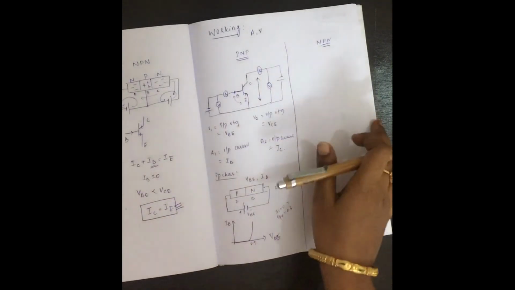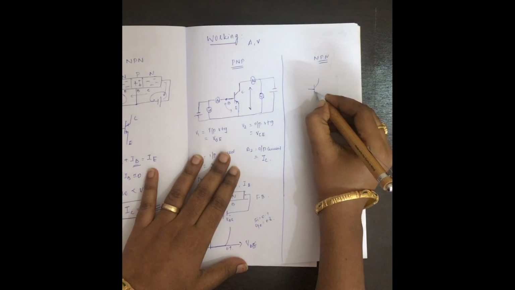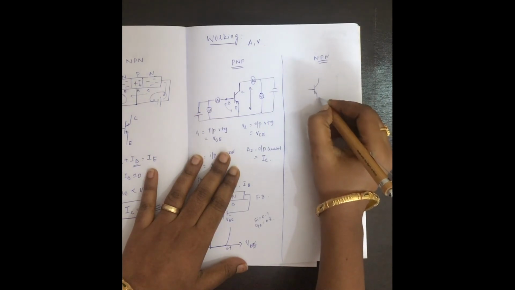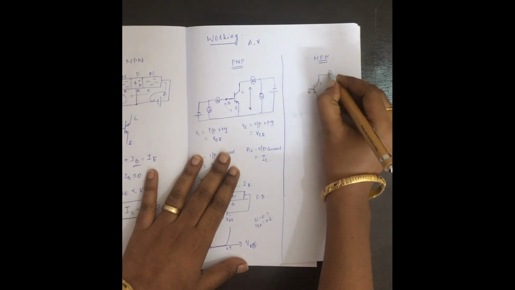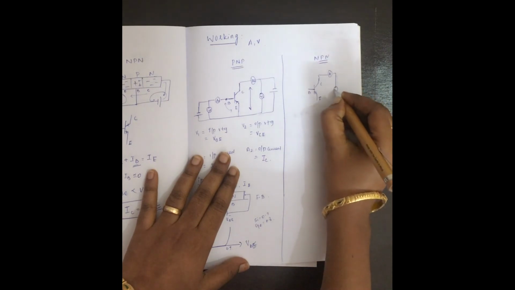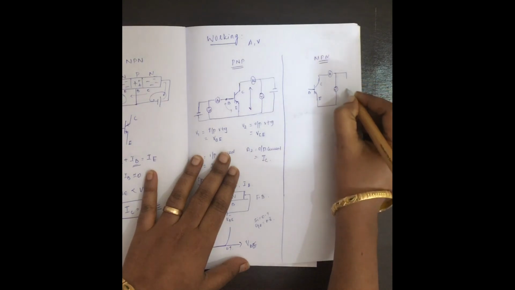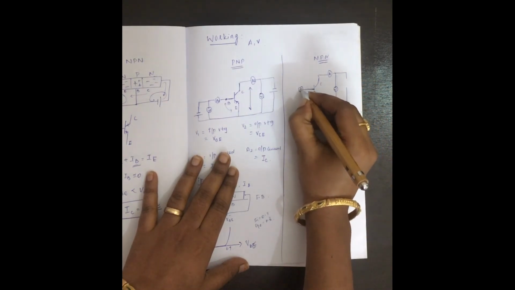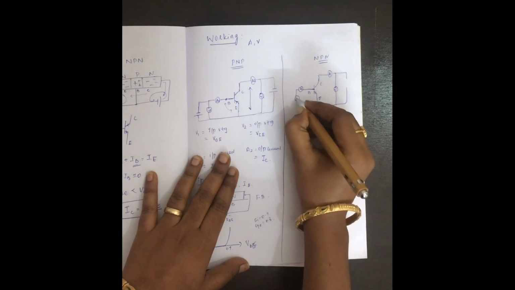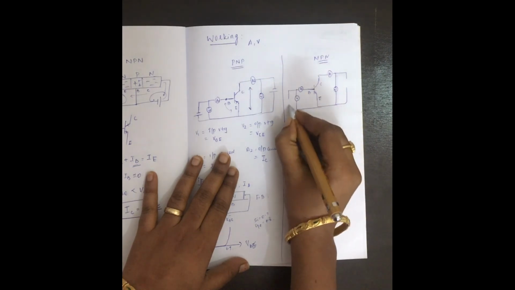Same working I'll draw here. Everything will be the same except the current flow direction. This is emitter, this is base, and this is collector. Again here, an ammeter to check the input current, and here a voltmeter to check the output voltage. Okay, battery connection I'll just draw later. And again here, ammeter to calculate input current, here voltmeter to calculate input voltage, and this side the battery connection.